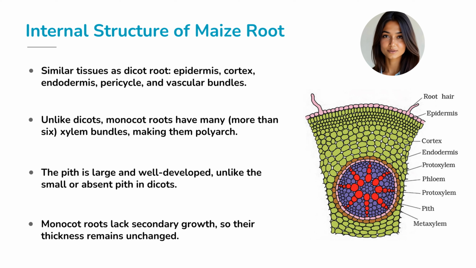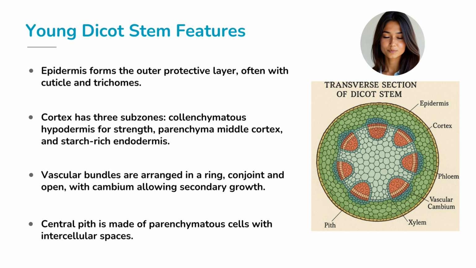Most importantly, monocot roots do not undergo secondary growth. That's why grasses remain thin, even as they grow in length. In this TS of maize root, notice the many xylem bundles and the large central pith. Moving above ground, let's slice through a dicot stem like sunflower.